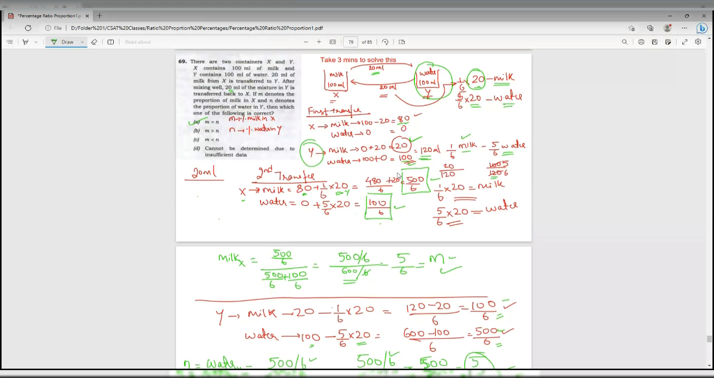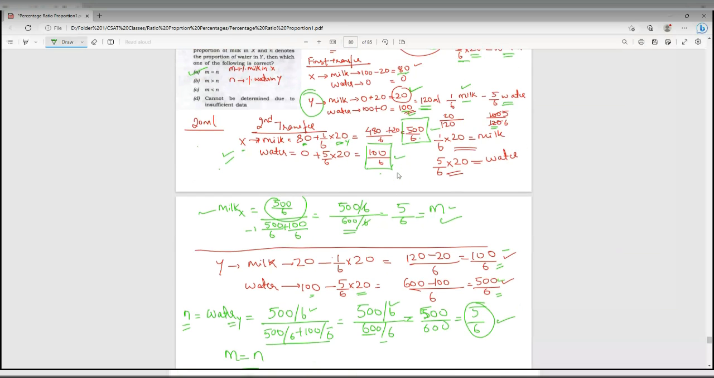Water amount was earlier 0 because container X contained pure milk. Now from container Y, 5/6 into 20 ml water is coming. So we add 0 plus 5/6 into 20, that is 100/6. So after the second transfer, the amount of milk and water in container X is 500/6 and 100/6. If you calculate the concentration of milk, that would be 5/6. The numerator is milk, 500/6, and in the denominator you add milk plus water, 500/6 plus 100/6. That is equal to 500/600, that is 5/6.